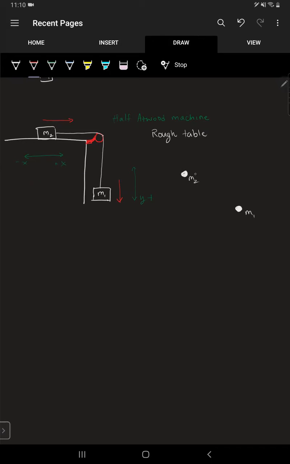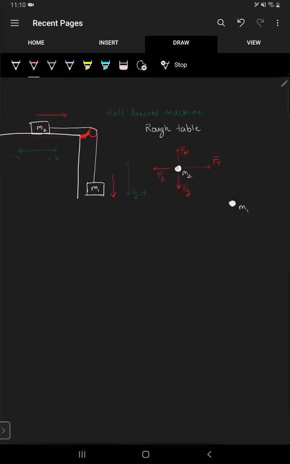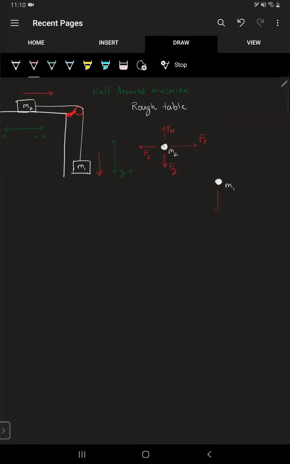All right, M2 has the force of gravity, the normal force of the table, and the force of tension from the pulley. M2 also has the force of friction. All right. Now M1 only has the force of gravity and the force of tension. Interesting. So now what we can do is we can also find the sigmas, right?